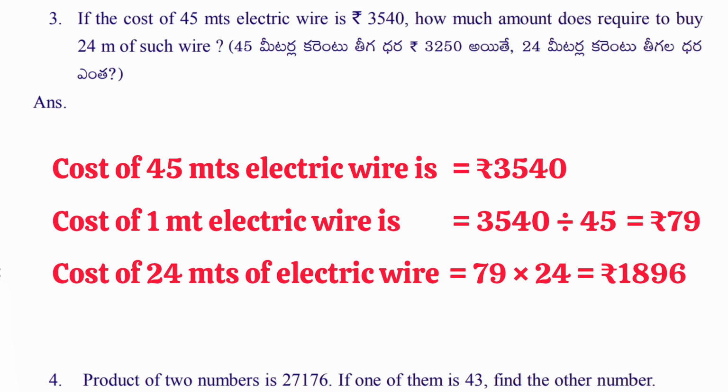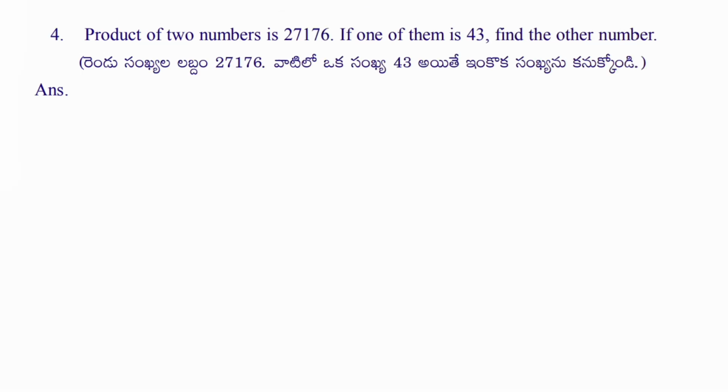Now we have to find out the cost of 24 meters of electric wire. Okay, so the cost of 24 meters of electric wire is equal to 79 multiplied by 24, equal to 1896. Understood, guys? Okay, let's move on to the fourth question.